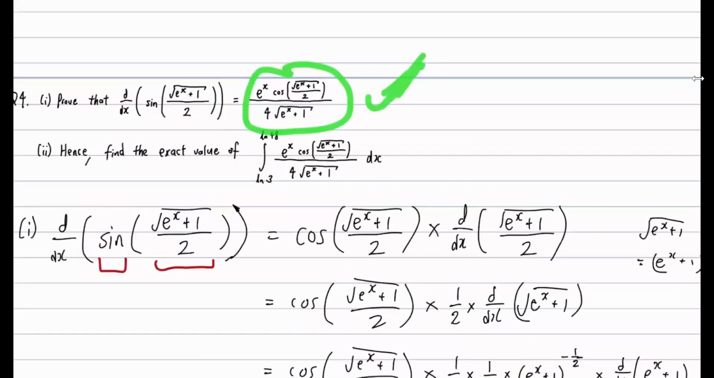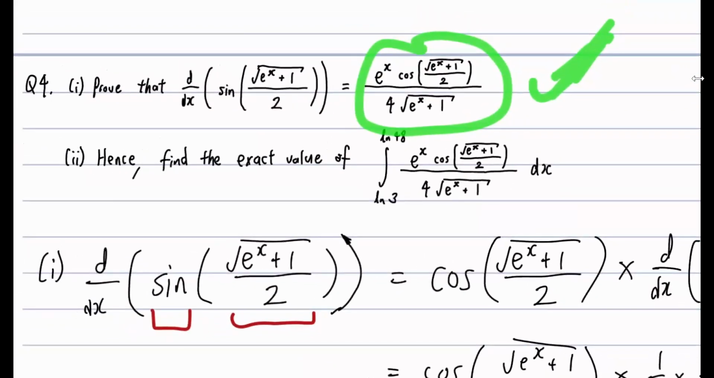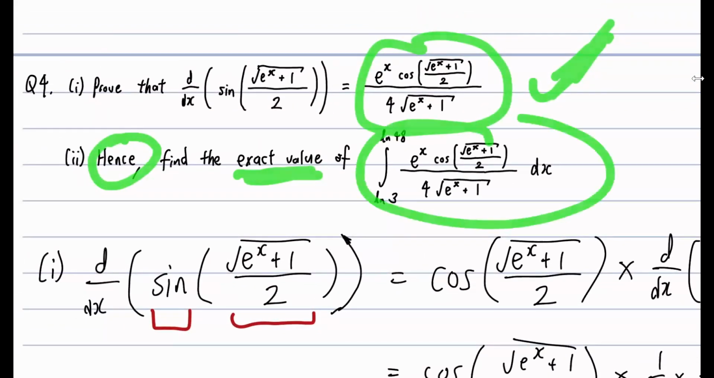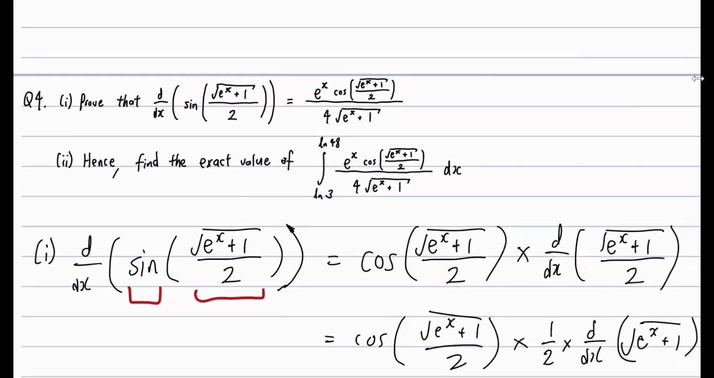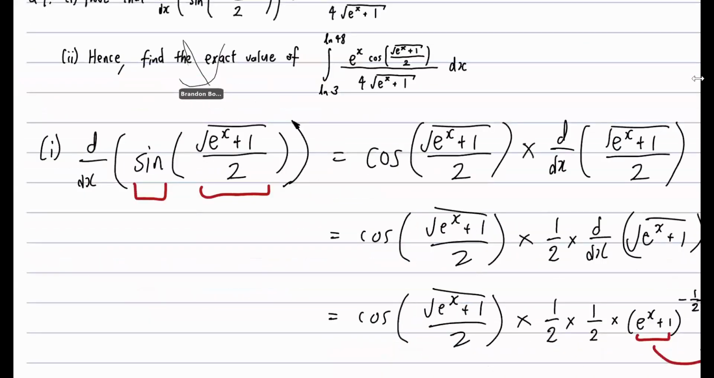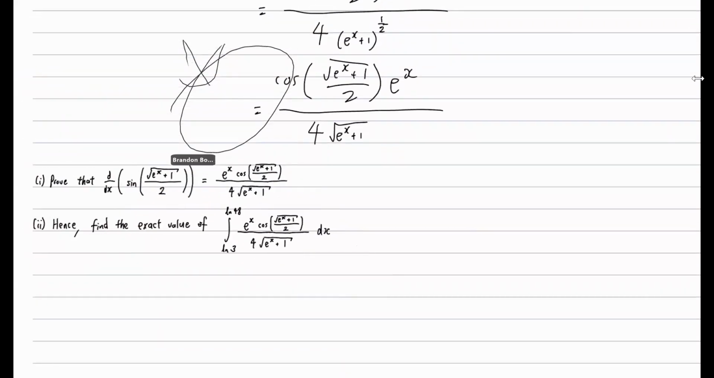But part 2 is more interesting. Okay, part 2, what does it say? Hence, we want to find the exact value of this fellow over here. Can we do that? How? Why do you think it's a hence question? Hence, using part 1, because it's the same thing. Okay, yes. Use this. Let me copy down the question first.